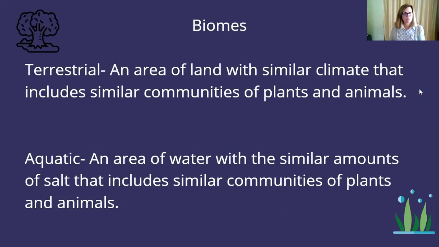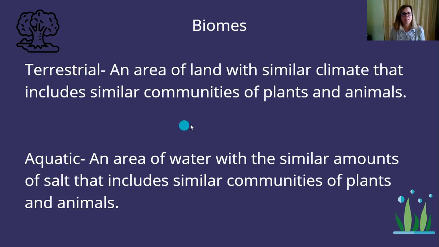So what are biomes? There are two major types of biomes: terrestrial biomes and aquatic biomes. Terrestrial biomes are areas of land with similar climate that include similar communities of plants and animals. So when we're talking about terrestrial biomes, we're talking about just land biomes. And they might include some lakes and rivers and streams, but mostly land. Aquatic biomes are mostly water.